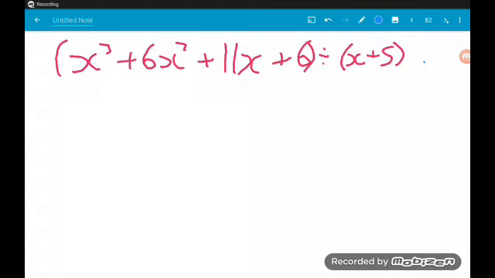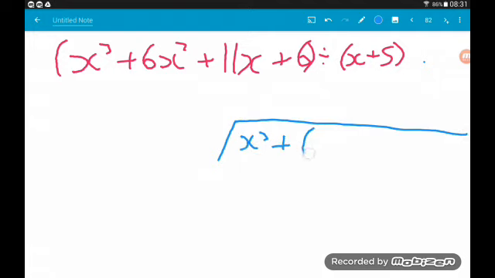Okay, example 2, we've got the same cubic. This time we're dividing by something that I know is not a factor, so we're going to get a remainder. Okay, so set it up. x cubed plus 6x squared plus 11x plus 6, this time divided by x plus 5.